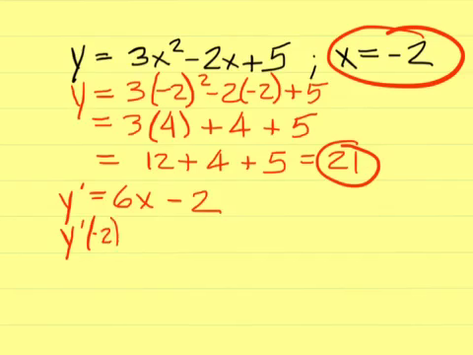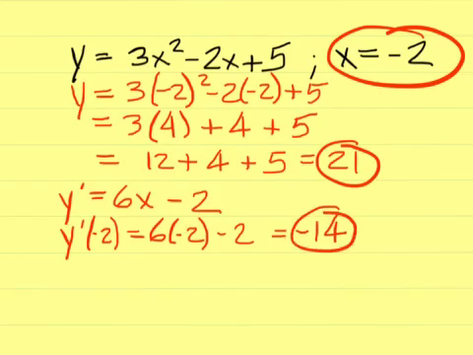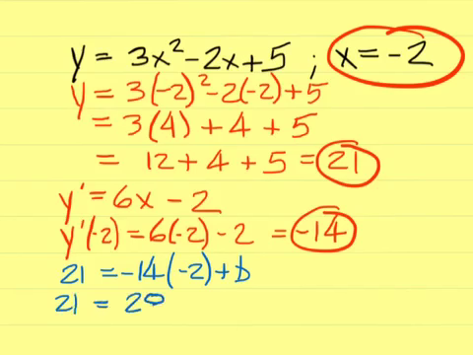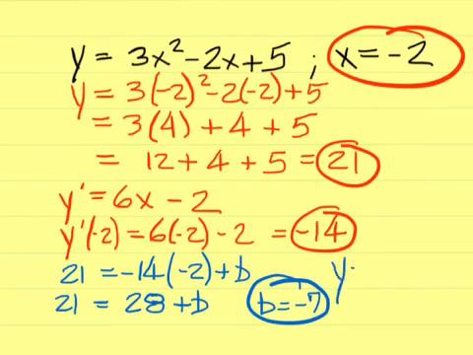And evaluate for negative 2. So when you plug in negative 2, negative 12 minus 2 is negative 14. So if you evaluate for y equals mx plus b, you'll have 21 equals a slope of negative 14, pretty steep, and then negative 2. So 21 equals a positive 28 plus b, and what that boils down to being is that you'll have a negative 7 for b. I don't think I have to demonstrate how you get a negative 7. But the final answer is y equals a negative 14x minus 7.